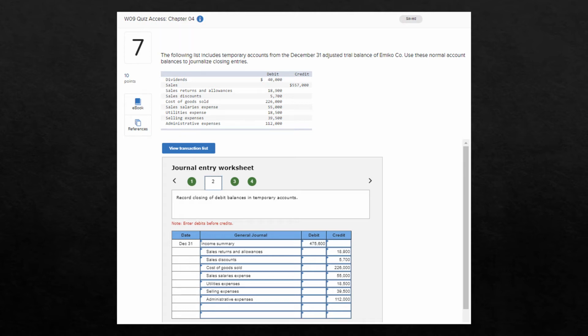Next, credit all of the debit accounts to empty them. Add the credits together to get the amount to move to the income summary account. Again, be sure to use the amounts from your problem and not mine to get the correct numbers.